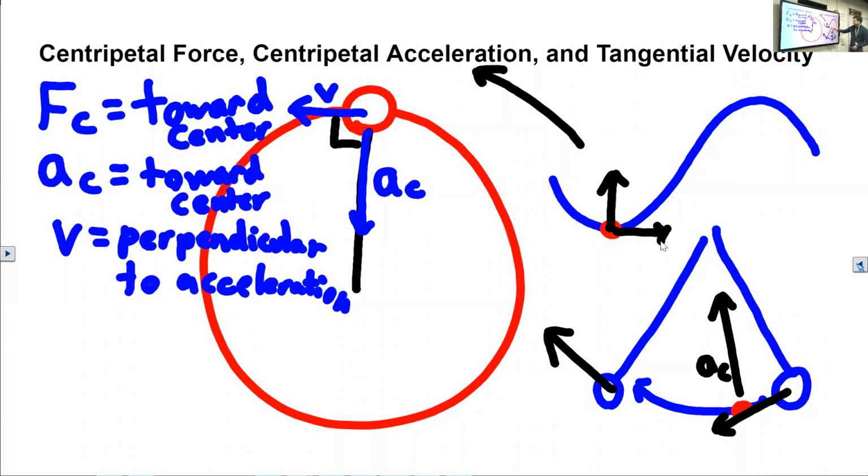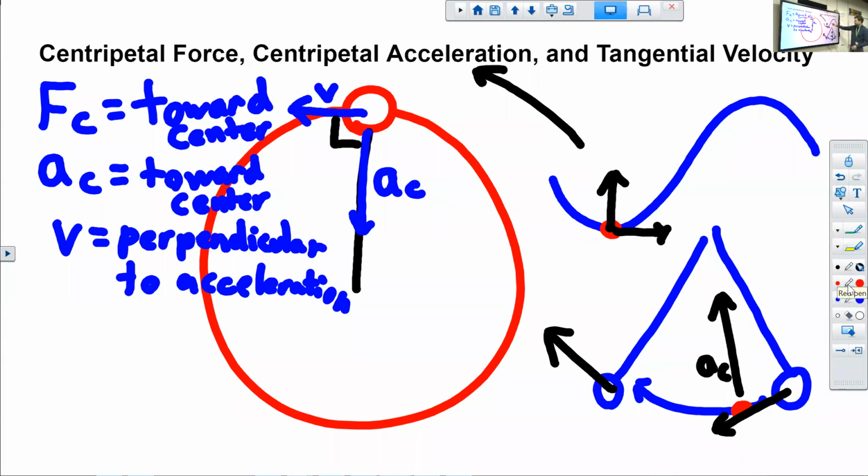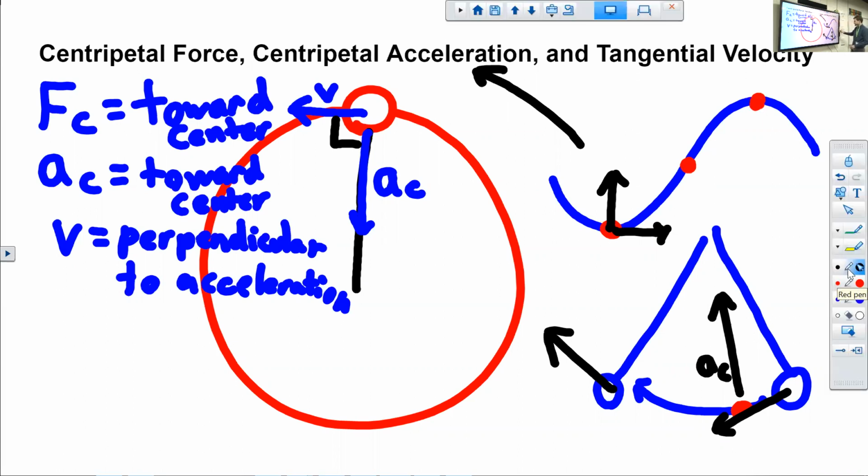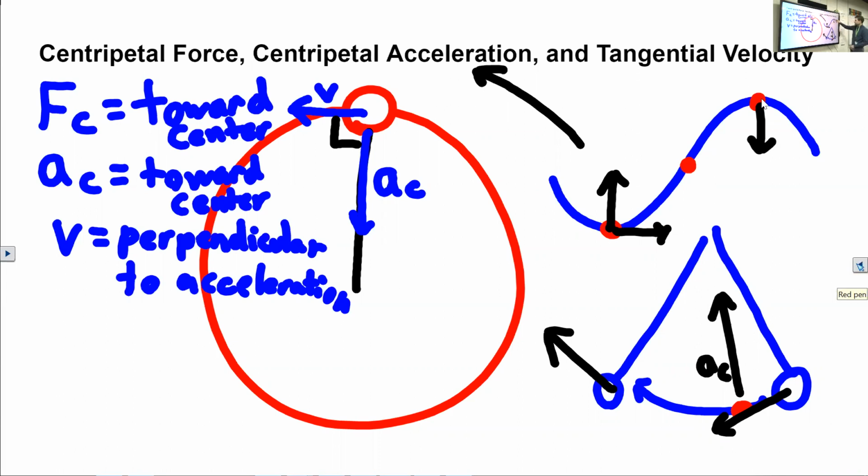So basically, I've seen questions on the AP exam where they don't give you a perfect circle, and then they expect you to be able to draw these things. I just wanted you to realize that this pattern continues throughout all curved directions. Okay.